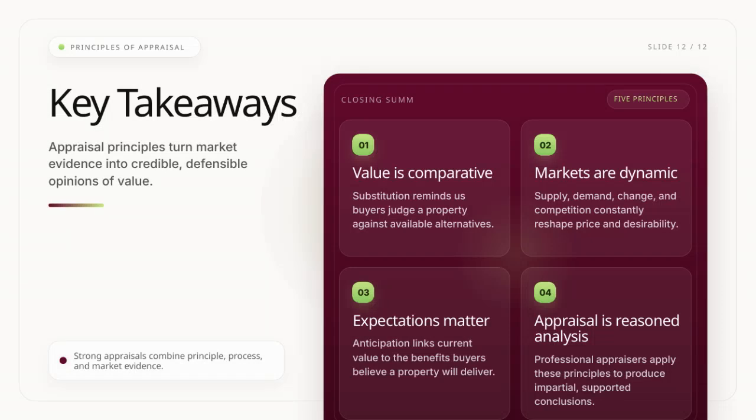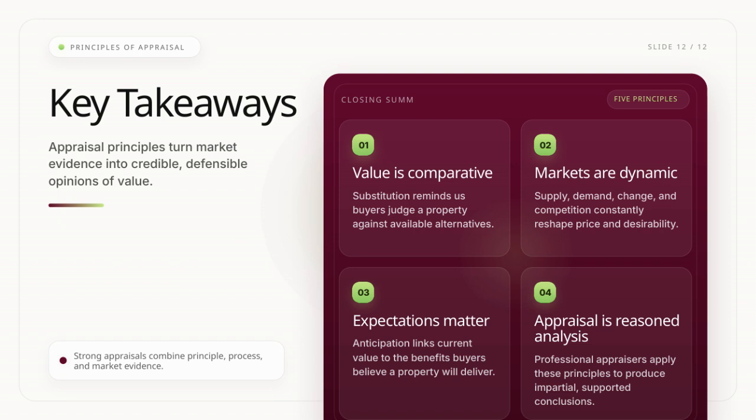As we wrap up, let's review the key principles of appraisal that help transform market evidence into credible and defensible opinions of value. First, value is comparative. This means buyers always evaluate a property by comparing it to other available options, a concept known as substitution. Second, markets are dynamic. Factors like supply, demand, competition, and change continuously influence price and desirability. Third, expectations matter. The value today is closely tied to what buyers anticipate the property will deliver in the future.